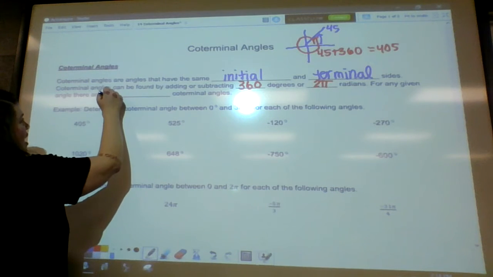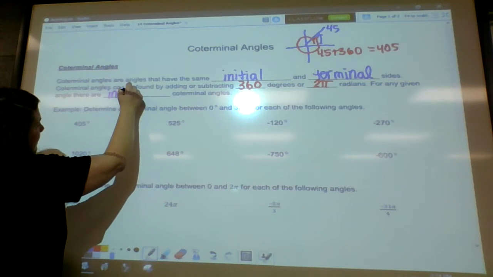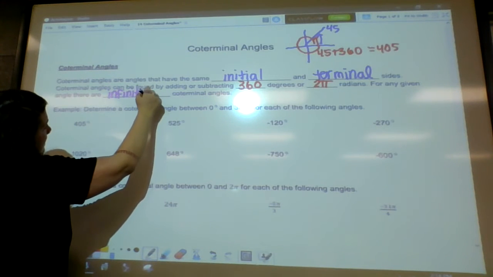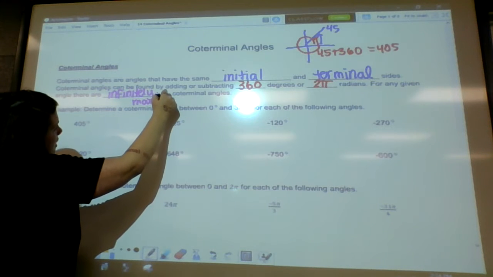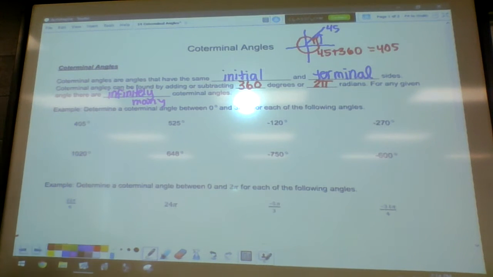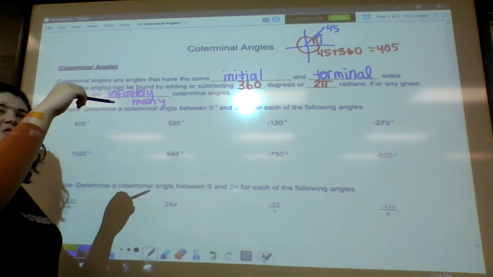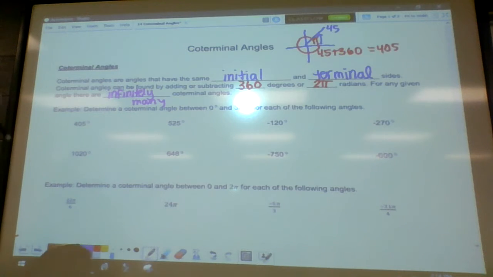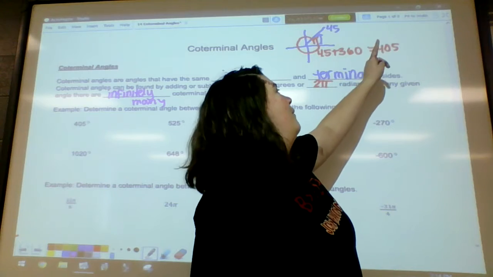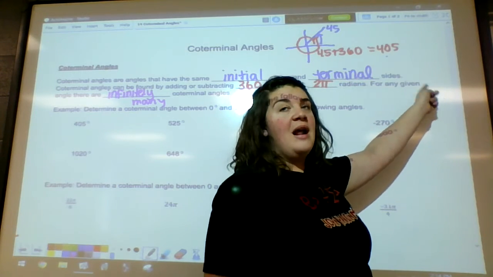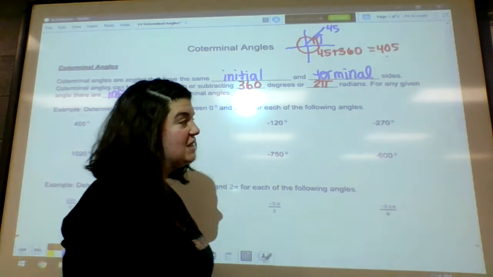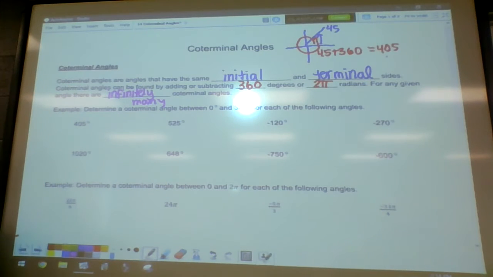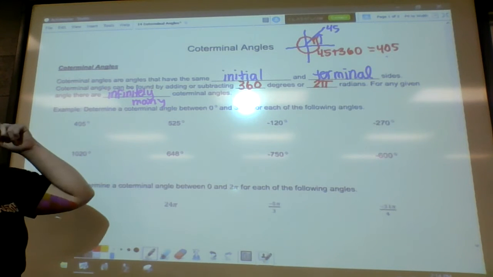For any given angle, there are infinitely many coterminal angles because you can always go around the circle one more time, right? You can always add another 360. Add another 360, add another 360, and you can end up with infinitely many coterminal angles. So we could say, all right, 45 is coterminal with 405. We could add 360 and get another one, add 360, and just keep adding 360 and taking extra journeys around the circle.